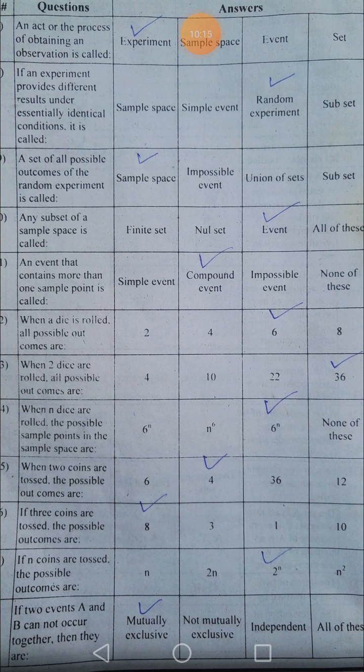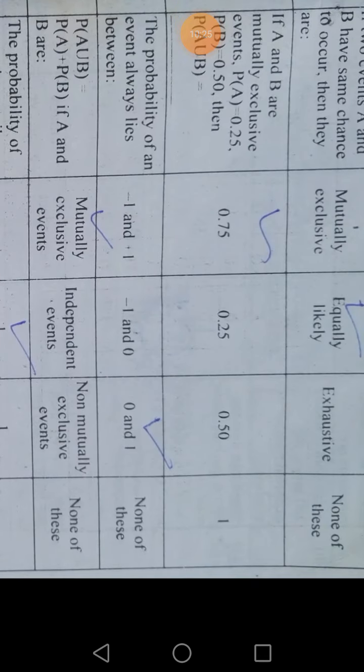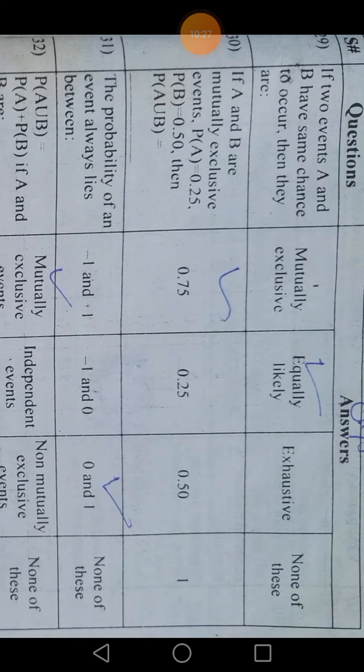If two events A and B cannot occur together, then they are mutually exclusive. If two events A and B have the same chance to occur, then they are equally likely. If A and B are mutually exclusive events, the probability of A is 0.25 and the probability of B is 0.50, then the probability of A union B will be 0.75.